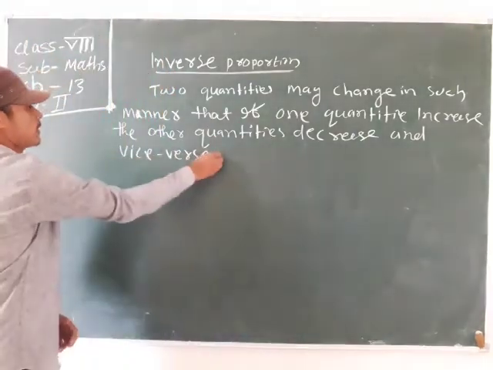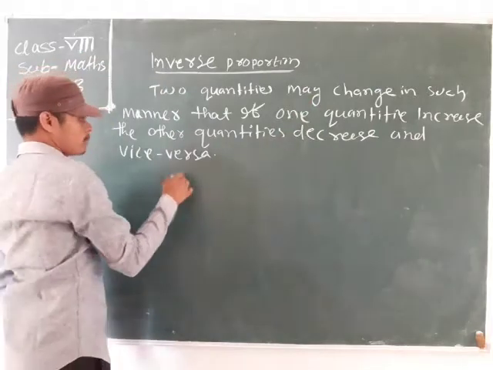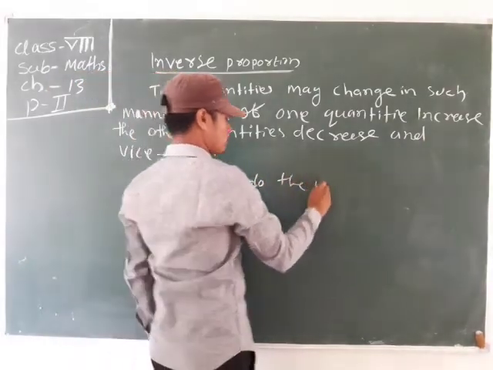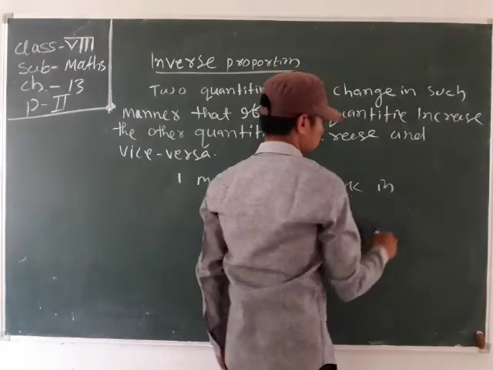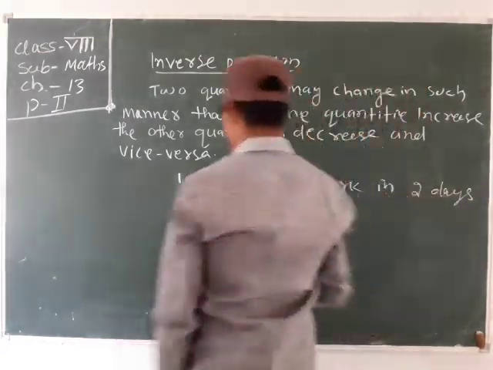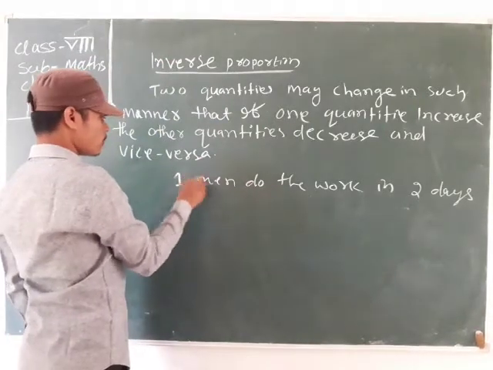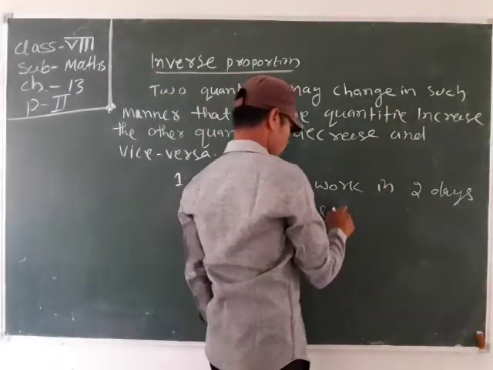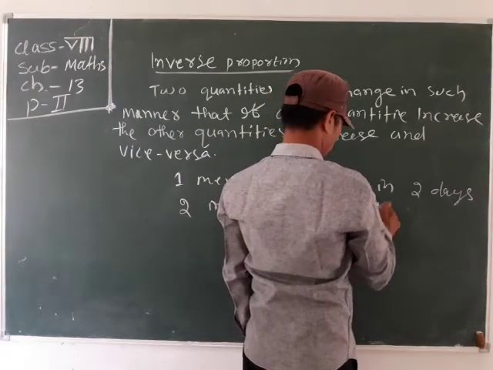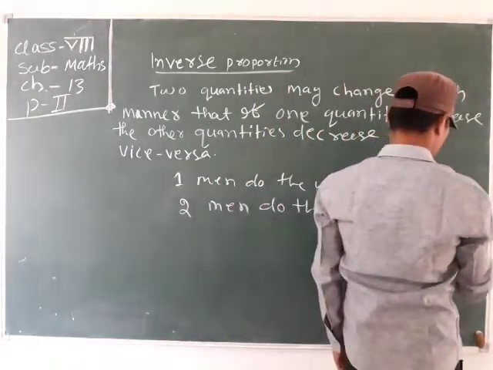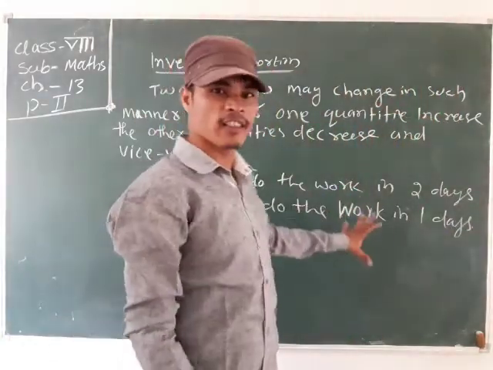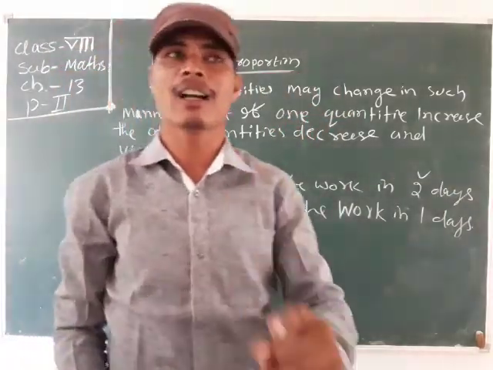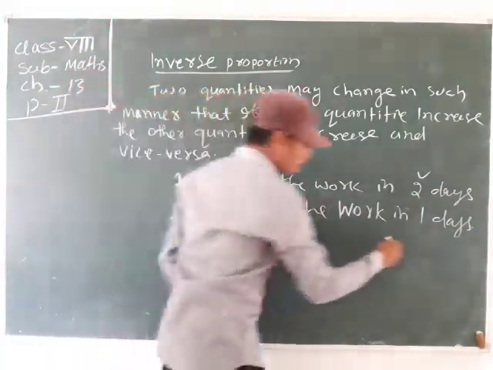Suppose an example. If one man does the work in 2 days, that means one person can complete the work in 2 days, then two persons can complete the work in 1 day. This is just an example.